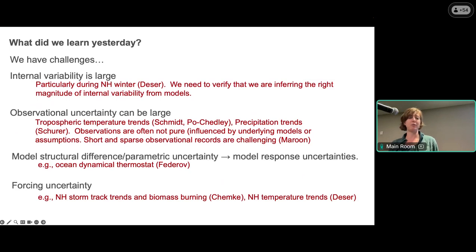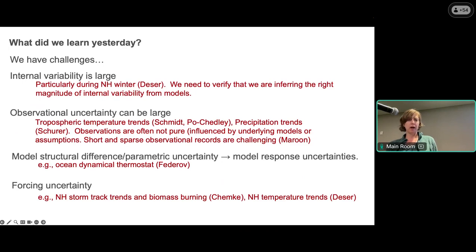And then another thing that seems to be becoming more and more apparent is these uncertainties related to the forcings themselves that we're giving the models. There were a couple of examples yesterday, maybe they were related. So Ray had the example about the Northern Hemisphere summer storm track trends, which seem to be better in CMIP-6 compared to CMIP-5, and isolated the role of biomass burning in that. And then Clara also showed the differences in Northern Hemisphere temperature trends with the same model, but CMIP-6 versus CMIP-5 forcings.